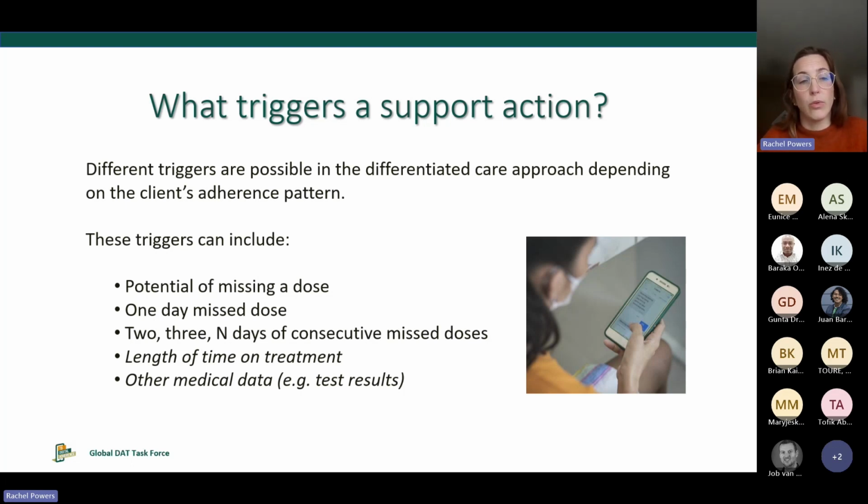Then you can also think of what would 2, 3, or more days of consecutive missed doses mean? Would that be a different support action than one day? Would it be a home visit, for example? We can also think about a trigger being something like the length of time on treatment. For example, maybe there's a motivational message that comes after 2 months of the client completing treatment. Or you can think of other triggers, such as medical data. If there's a sputum test that the patient needs to come in for, maybe that would trigger one of these automated or manual actions.